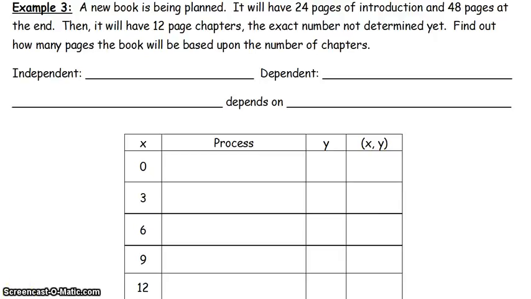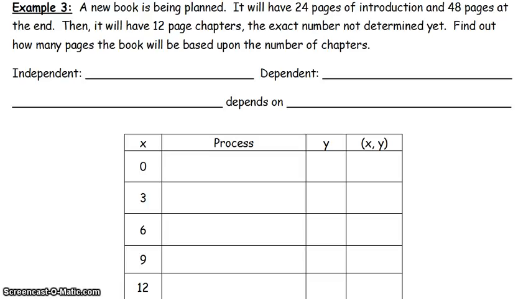In example 3, we have a new book that's being planned. It's going to have 24 pages of introduction, 48 pages at the end. Then it will have 12-page chapters, so each chapter will be 12 pages. The exact number of chapters is yet to be determined.